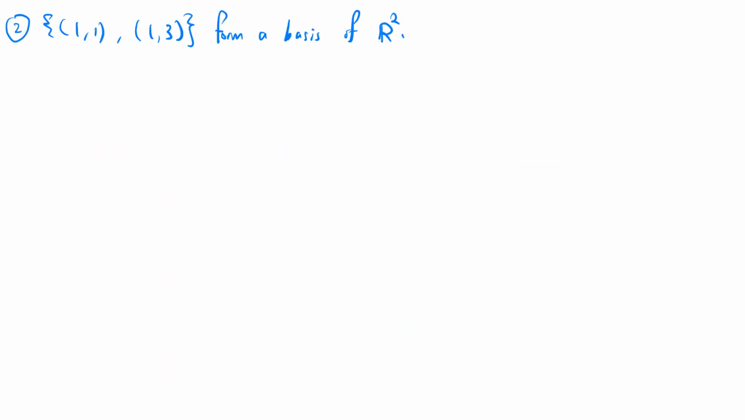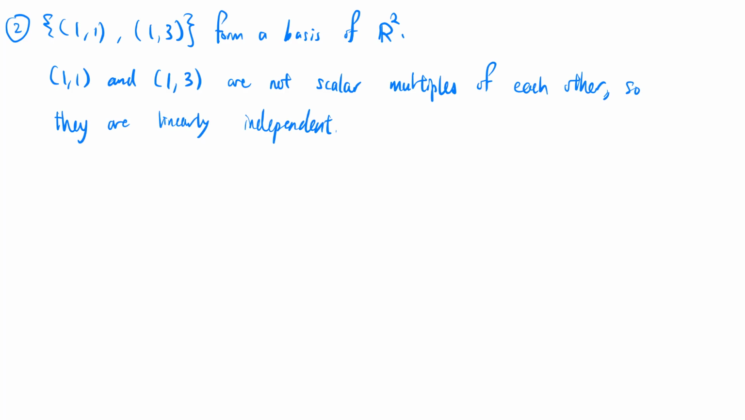As a second example, the set (1, 1) and (1, 3) form a basis of R2. First, observe that (1, 1) and (1, 3) are not scalar multiples of each other, so they are linearly independent.